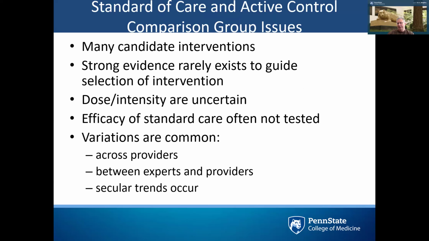So what are some standard of care and active control comparison group issues? Well, you can have many candidate interventions. Which one do you actually pick to be your active control? Sometimes strong evidence rarely exists to guide selection of which intervention. What is the dose or intensity are uncertain. So for example, I have a new drug I want to test, and I want to compare it to something already known, like an active control we can use. But what dose is it? Should I use 5 milligrams or 10 milligrams? Like what is the dose we should use that would be good against our new therapy?